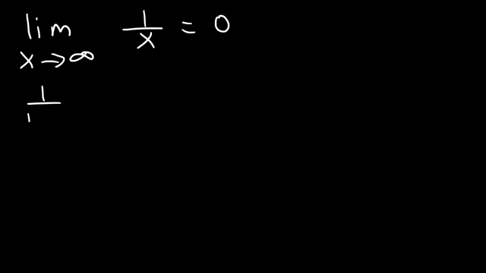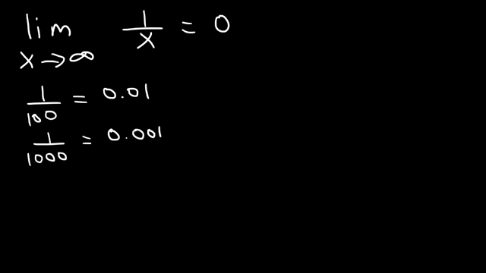So for example, if x was 100, 1 over 100 is 0.01. If x was 1,000, 1 over 1,000 is 0.001. So whenever the denominator is bottom heavy, the value of the function will approach 0.